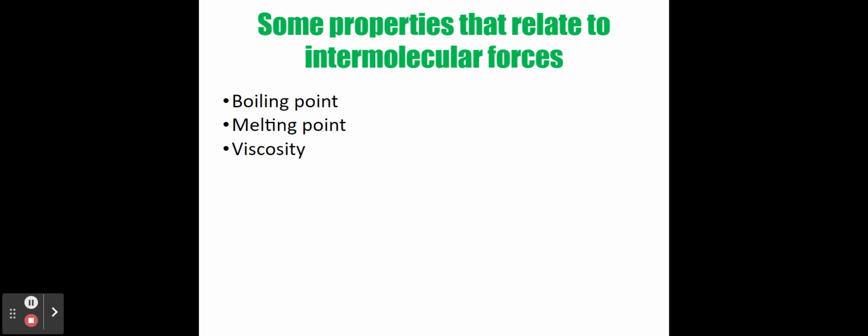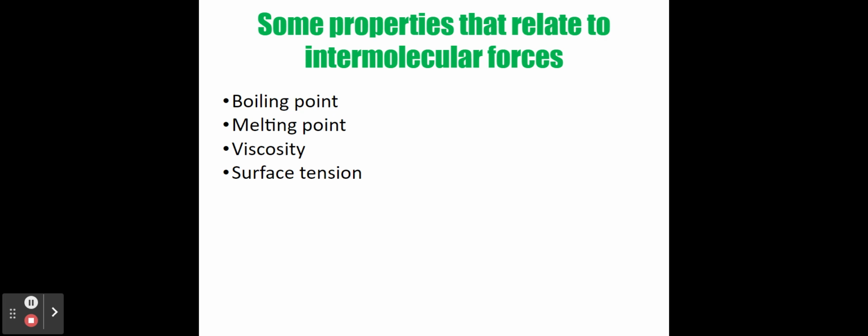Viscosity is related to how easily a substance flows, right? So viscosity is a resistance to flow. The more viscous something is, the less it flows. The less viscous something is, the more it flows. And then we have surface tension.